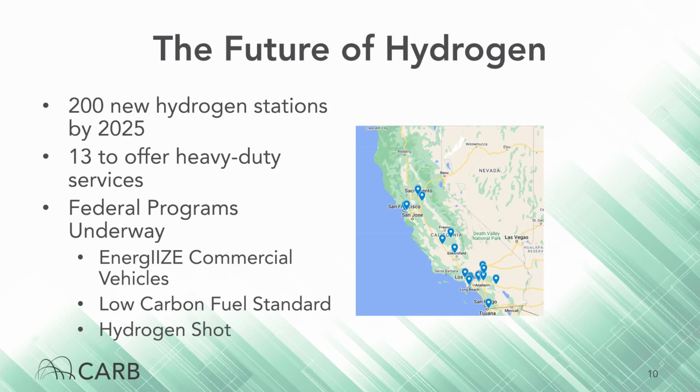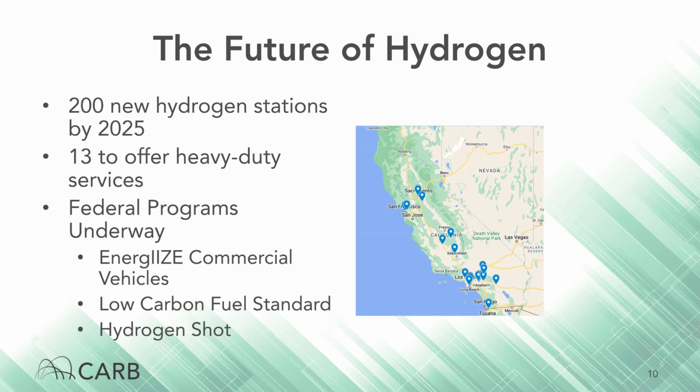The state of California is working to build 200 new hydrogen refueling stations by 2025, with plans for 13 of those to offer fueling for heavy-duty vehicles. The California Energy Commission has recently rolled out a new program offering energy infrastructure incentives for zero-emission commercial vehicles. This is known as the Energize Commercial Vehicles Program. The program will provide incentives for new electric charging and hydrogen fueling infrastructure projects to support fleets.